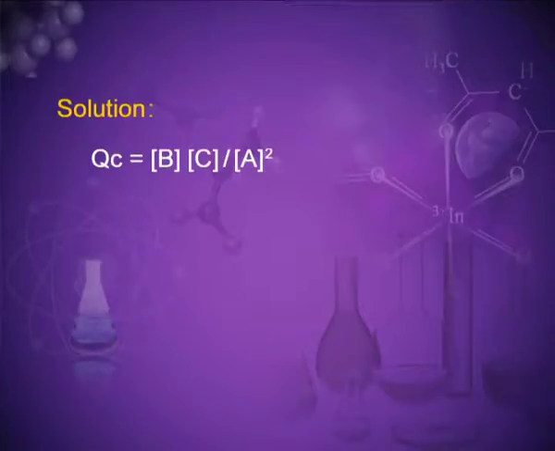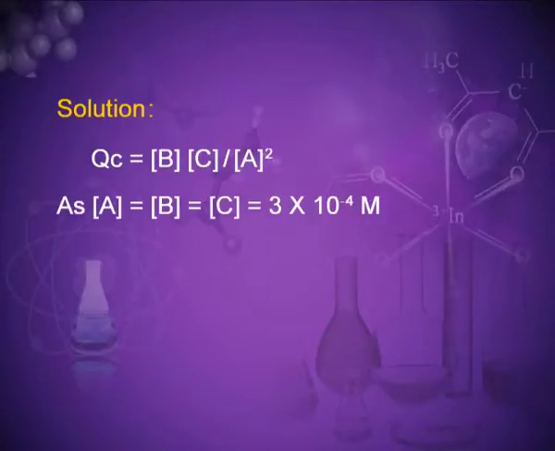We can calculate this from the reaction quotient. QC is given by the molar concentration of B times the molar concentration of C, divided by the molar concentration of A squared. Here the molar concentrations of A, B and C are each equal to 3 into 10 to the power minus 4 M.